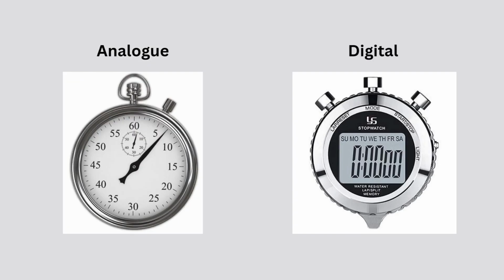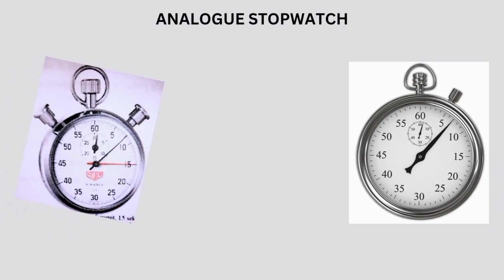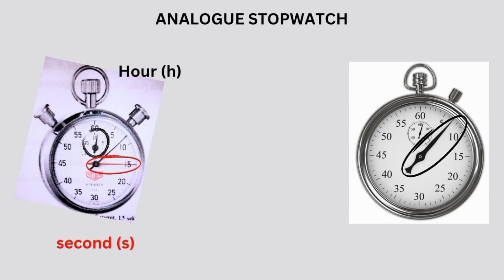In the analog stopwatch, there are 2 needle and 3 needle types. In a 3 needle stopwatch, the shortest needle measures the hour. The red needle measures the second, but in a 2 needle stopwatch the second is measured by the longest one. And both needles measure the minute.